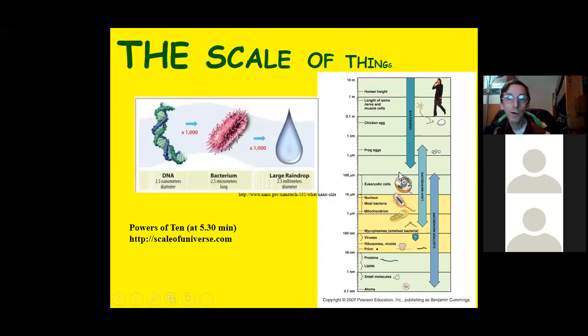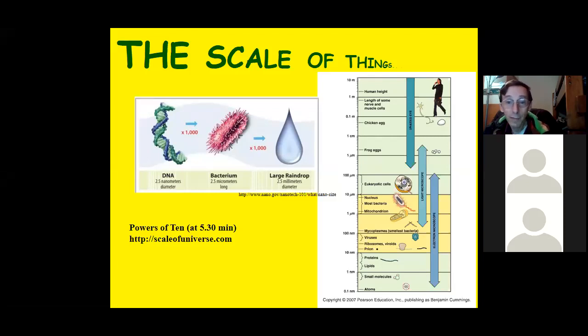I want you to know the relative order. Like a human is bigger than a chicken egg, which is bigger than a frog egg, which is bigger than the eukaryotic cell, the average eukaryotic cell, which is bigger than the prokaryotic cell, which is bigger than a virus, which is bigger than a large molecule, like a protein, which is bigger than a small molecule, like water, which is bigger than an atom. So you should know the relative order of things.